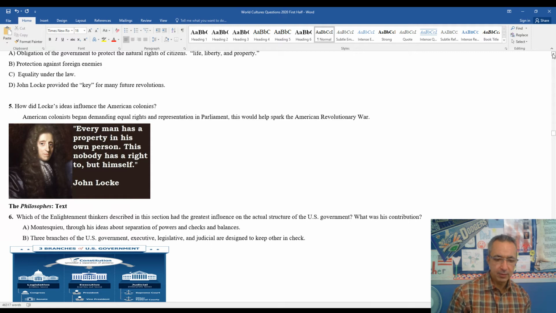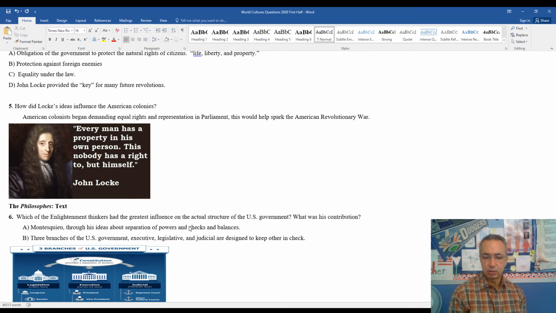Next, which of the Enlightenment thinkers described in the Enlightenment had the greatest impact on the structure of the American government? If we look at the Enlightenment thinker who had the greatest impact on the actual structure of the American government, the Baron de Montesquieu. It was his ideas.